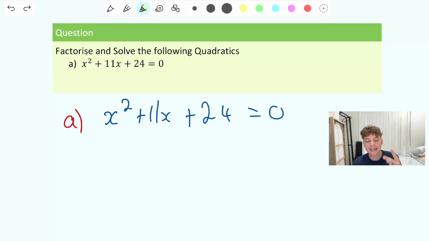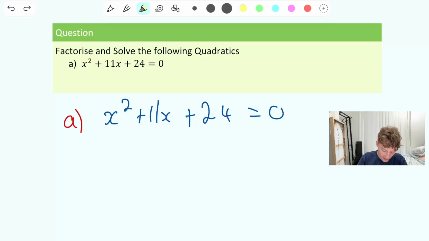So the second thing is the question specifically asks us to factorize. Now, if it just said solve, we do have another option of solving using quadratic formula, and I'm going to make a video about that later on. But because this question asks us to factorize, we need to factorize the quadratic first, then solve the equation.